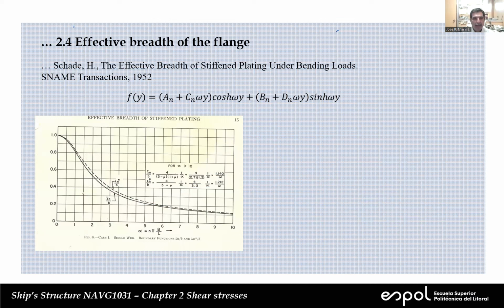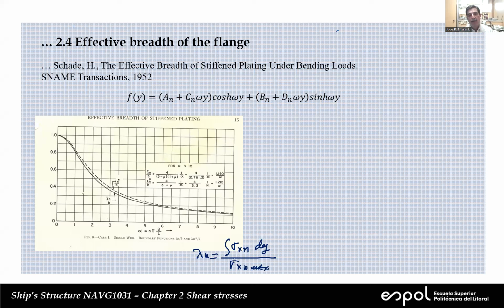Following his theory, he calculated lambda sub n. We have to be careful with this. This is just sub n. So lambda sub n is the result of the integration of sigma x n, one of the constants, dy, divided by sigma x n max.